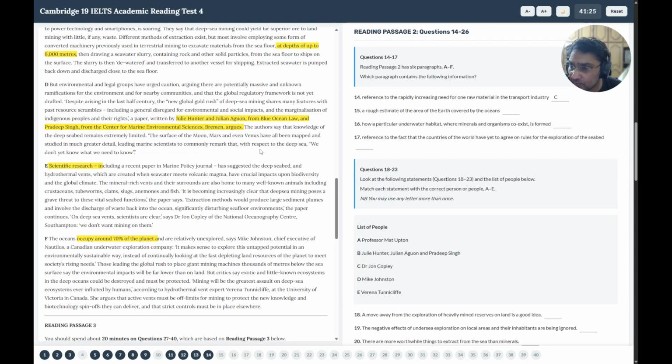We don't know yet what we need to know. Okay. He's saying that we don't know what we have to know. Urge caution. Despite the arising halves, the new deep sea mining shares many features of past resource scrambles.